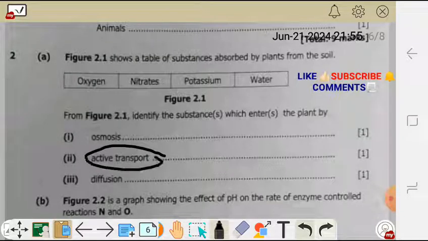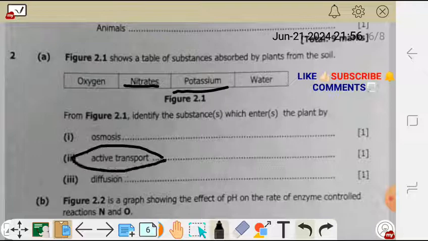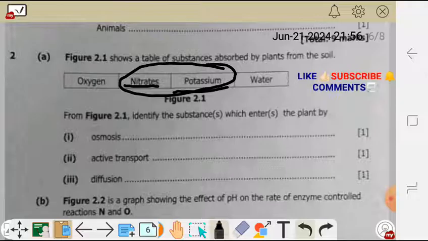So in active transport here, we are using energy which is ATP to absorb these nutrients. In this case, we have nitrates and potassium. Those are nutrients of the plant, so they are absorbed by active transport. Why? Because we need energy for the plant to absorb the nutrients. They are moving from low concentration to high concentration. So in plants the nutrients are high, so they have to move by active transport.